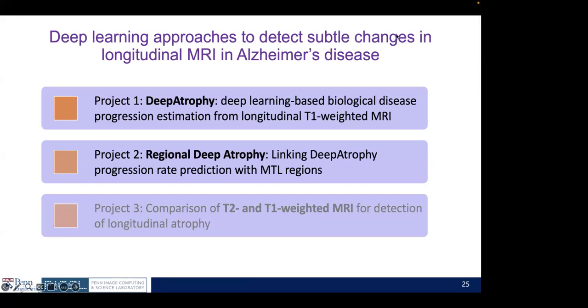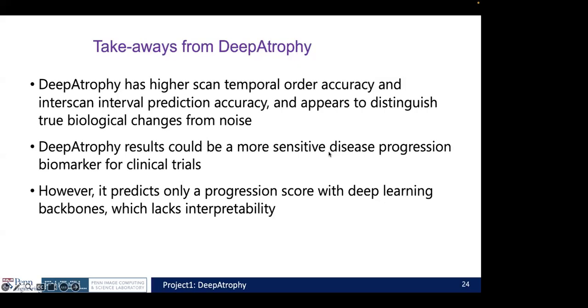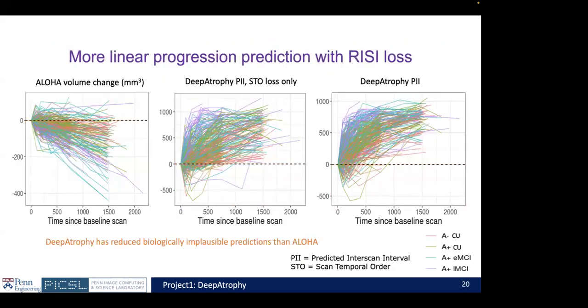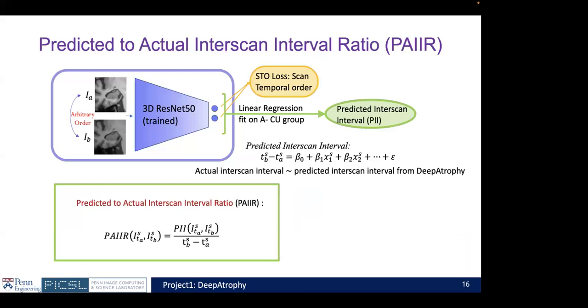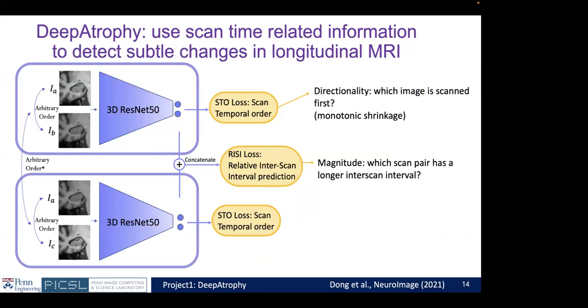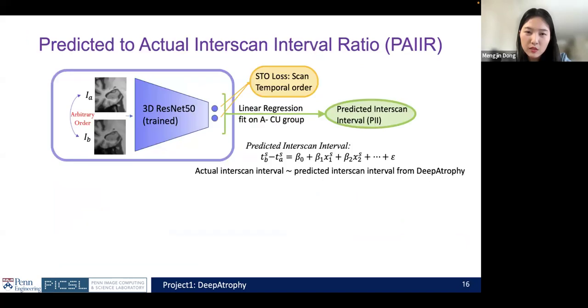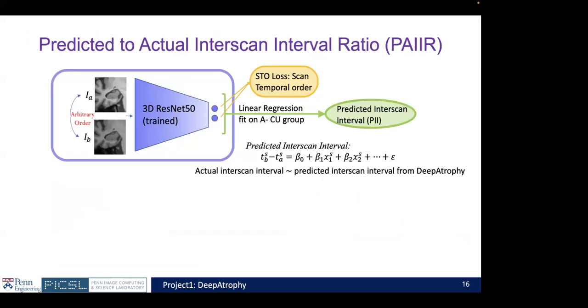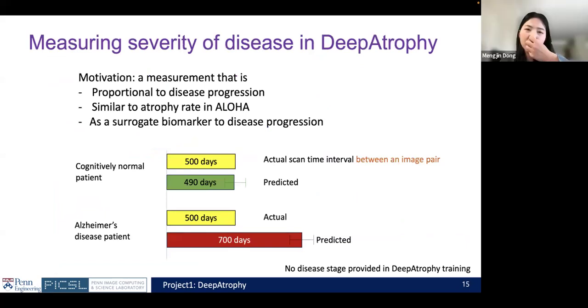Yeah, sure. Thanks for the presentation so far. Could you explain a little bit more about the prediction of the interscan interval and how you use that to measure severity of disease? I didn't quite get it. You mean the next slide? This slide, this one? Yeah, the previous one, how you measure severity of disease based on the predictions.